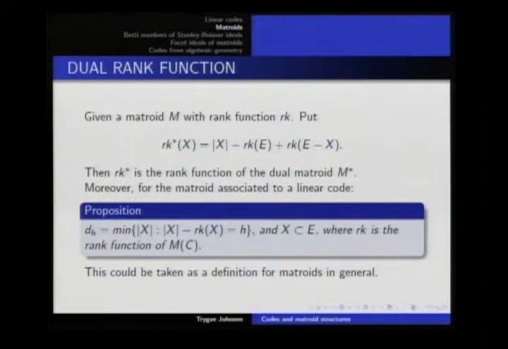Now it turns out that the d_h is a restatement of what we said about secant properties a while ago. It's the minimum of the cardinality of X such that the cardinality of X minus the rank is h. But now I look at the parity check matrix. But you see that this gives meaning also for matroids in general, also those not coming from codes. So we define them that way. That's the d_h of a matroid.